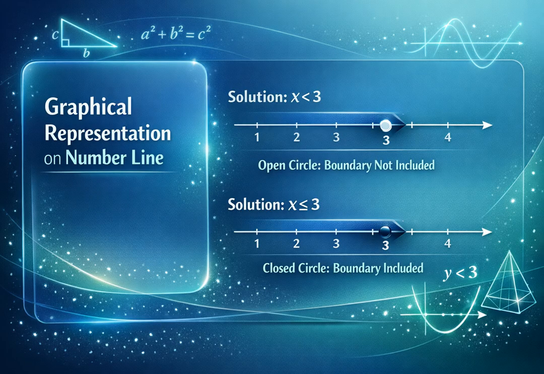We represent solutions on a number line. For x is less than 3, draw an open circle at 3 and shade everything to the left. The open circle means 3 is not included. For x is less than or equal to 3, use a closed or filled circle. This means 3 is included in the solution.